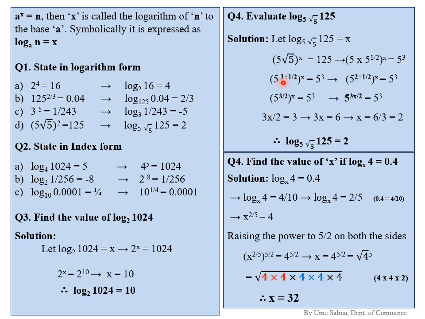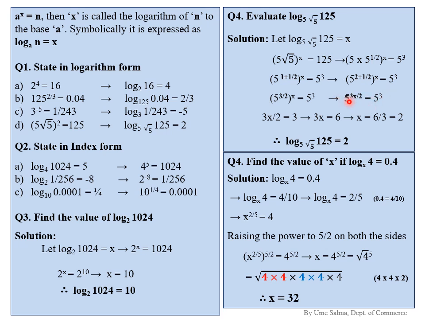5 to the power 1 plus 1 by 2 whole power of x is equal to 5 to the power 3. Because this is a fraction, 1 plus 1 by 2, you take the simple LCM, which will come to 2 plus 1 by 2 to the power of x, 5 to the power 3. After solving the LCM, you will get 5 to the power 3 by 2 whole power x, which is equal to 5 to the power 3. Now you are just opening this bracket and multiplying these two terms, 3 by 2 and x. So you will get 3x by 2 is equal to 5 to the power 3.